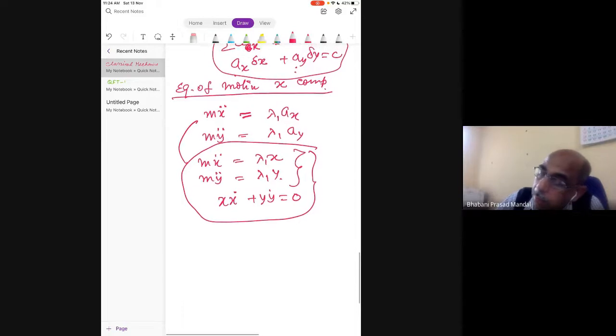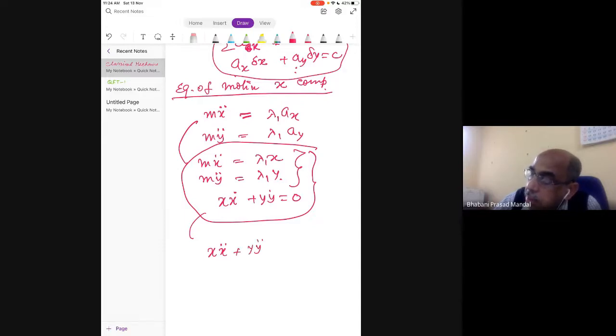Here you have to do a little bit of mathematics. So let me differentiate this. There will be x x double dot and y y double dot, but there will also be x dot squared and y dot squared, equal to 0, right? So x x double dot plus y y double dot equals minus (x dot squared plus y dot squared), and this is v squared, right? Minus v squared. Now x double dot and y double dot I can substitute from here.